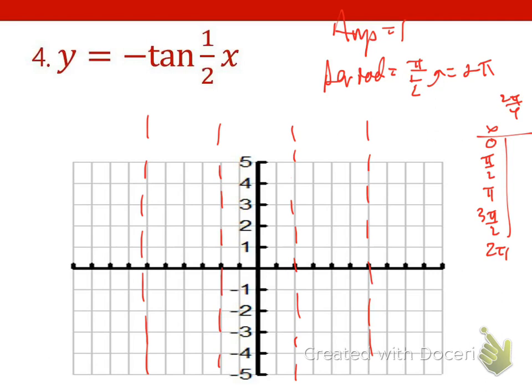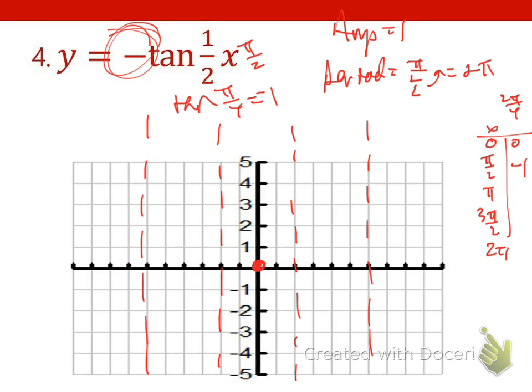Now, there's a negative out front. So let's do this. 0, right? Tangent of 0. If you multiply it by a half, it's still going to be 0. Tangent at 0 is still 0. So we're going to be right here. And then pi over 2, right? If I plug pi over 2 in for x, then we get tangent of pi over 4. Tangent of pi over 4 is 1. You can verify that. But then we have to multiply it by a negative. So it becomes negative 1.